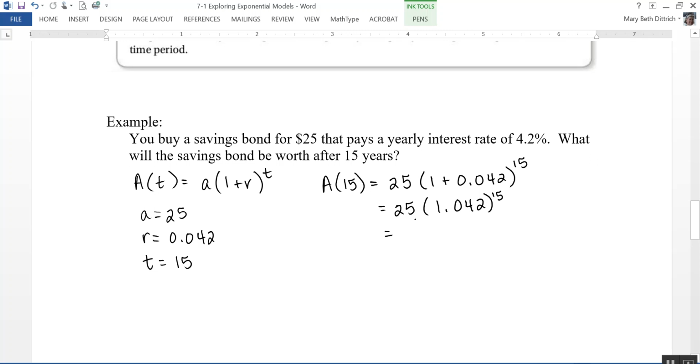When I do that in my calculator, I get 46.3399 and a whole bunch more digits, okay? And since this is money, I'm going to round that to 2 decimal places, so $46.34. So that $25 savings bond that pays an interest rate of 4.2% is worth $46.34 after 15 years.